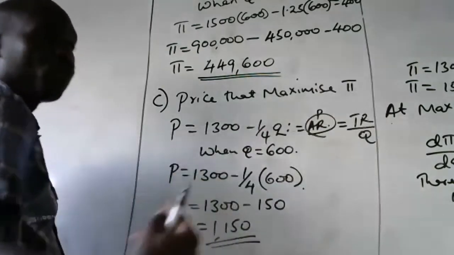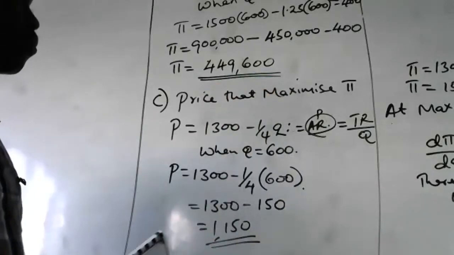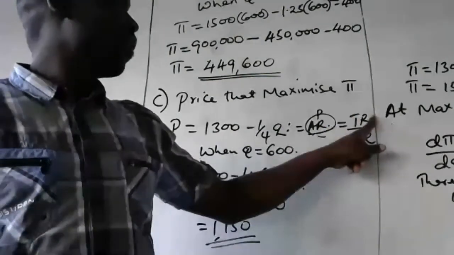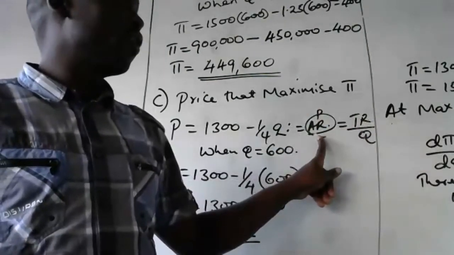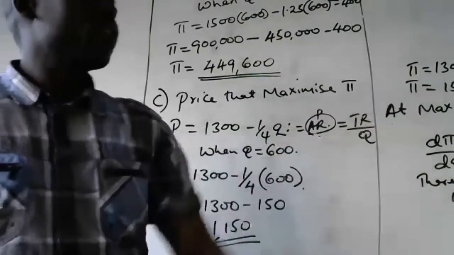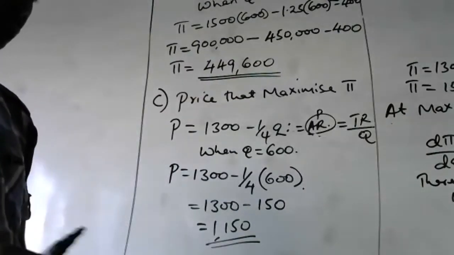So you need to know how you move backward and forth. When you are given average revenue, how do you get total revenue? When you are given total revenue, how do you get average revenue? When you are given total revenue, how do you get marginal revenue? And when you are given marginal revenue, how do you get total revenue? You need to know how to move along with that.